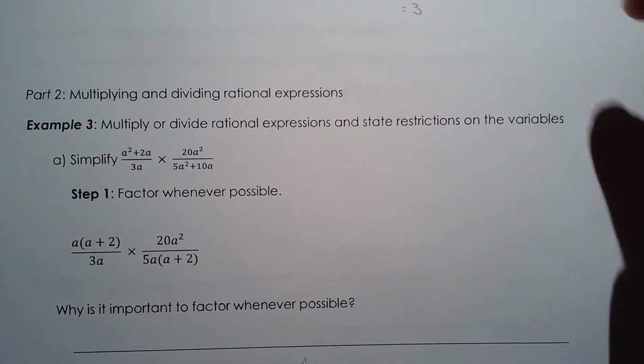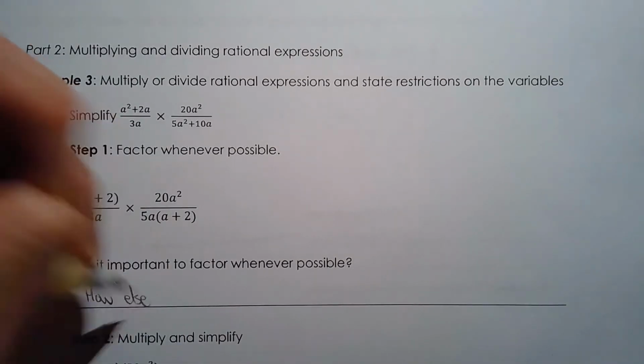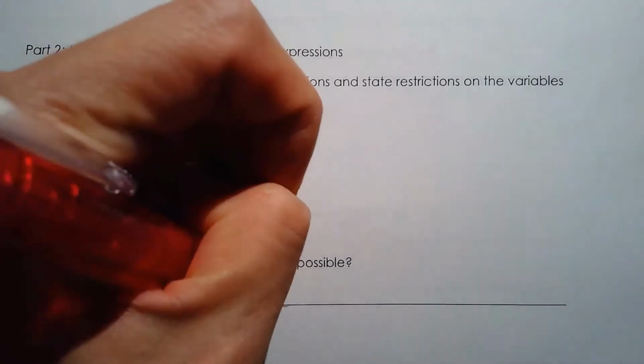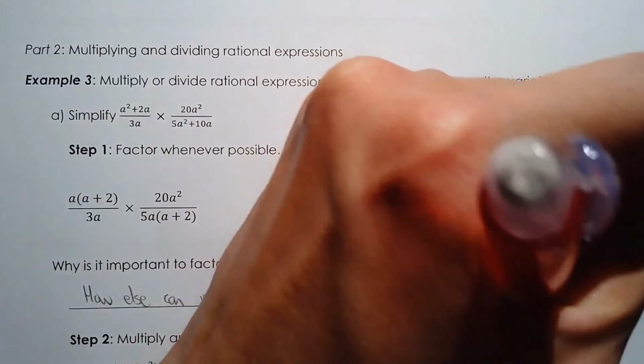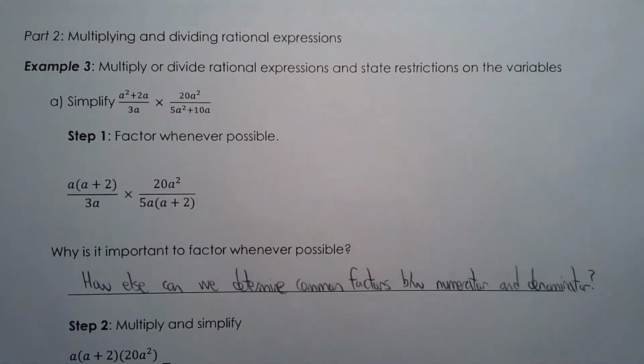How else can we determine common factors between numerator and denominator? Okay, if you want to simplify by finding common factors between the numerator and denominator, you want to factor the numerator and denominator. There's no other way to identify the factors. Okay, with rational numbers, you just need to know your times table, but with these polynomials in the numerator and denominator, you have to factor.